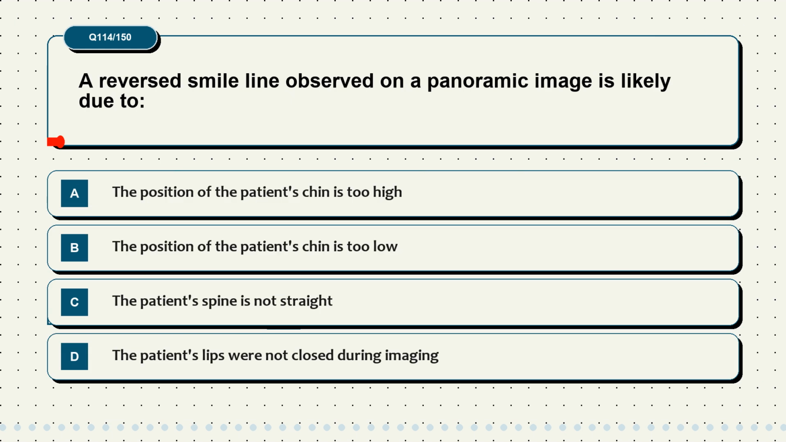Question 114. A reverse smile line observed on a panoramic image is likely due to. Here are the options. Option A. The position of the patient's chin is too high. Option B. The position of the patient's chin is too low. Option C. The patient's spine is not straight. Option D. The patient's lips were not closed during imaging.